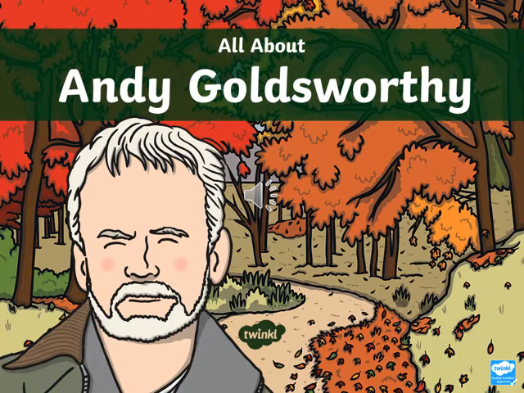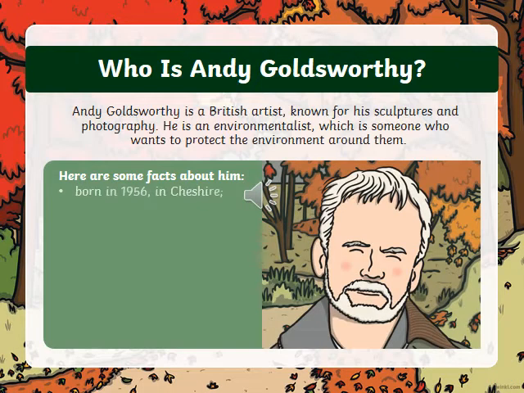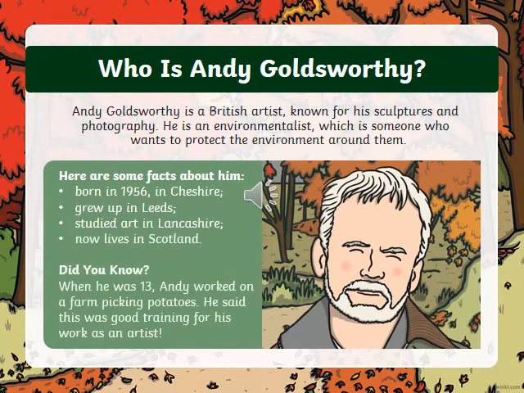We are going to be starting our work today thinking about a sculptor called Andy Goldsworthy. Okay, so who is he? So he's a British artist and sculptor known for his sculptures and photography. He's an environmentalist, which basically means that he wants to protect the environment and use what's around him.